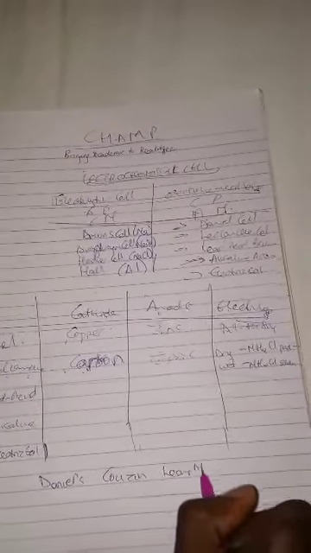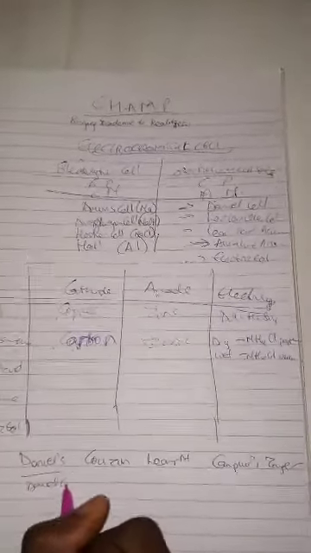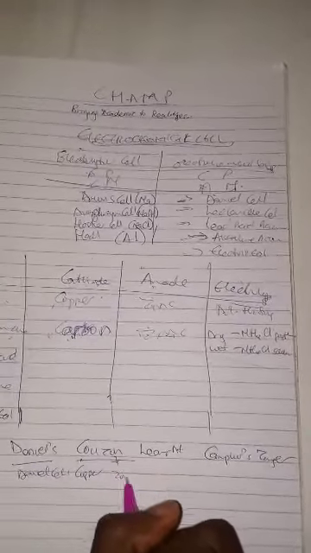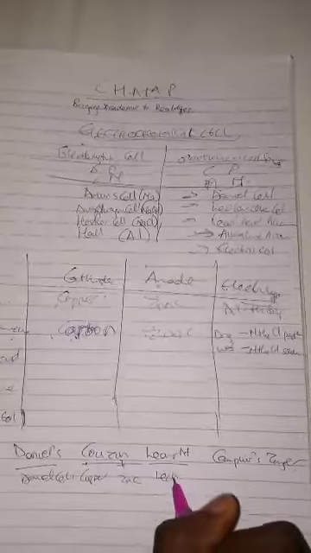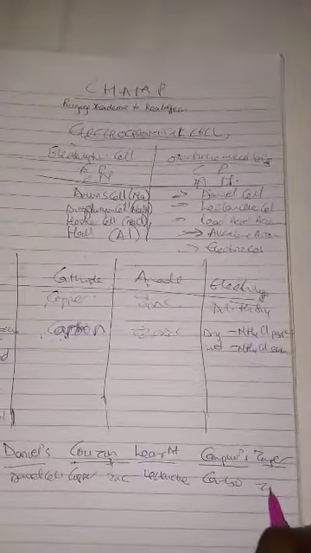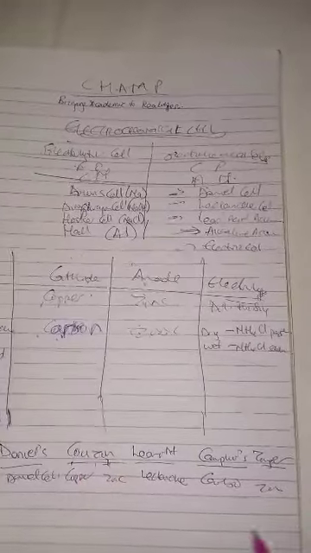Yes, let's move on. Now for this, let me give you a mnemonic. Daniell, cousin, Leclanche, camphor, Zinger. So this is Daniell cell, cousin, copper zinc; Leclanche cell, camphor, carbon, Zinger, zinc. Daniell, cousin, Leclanche, camphor, Zinger.